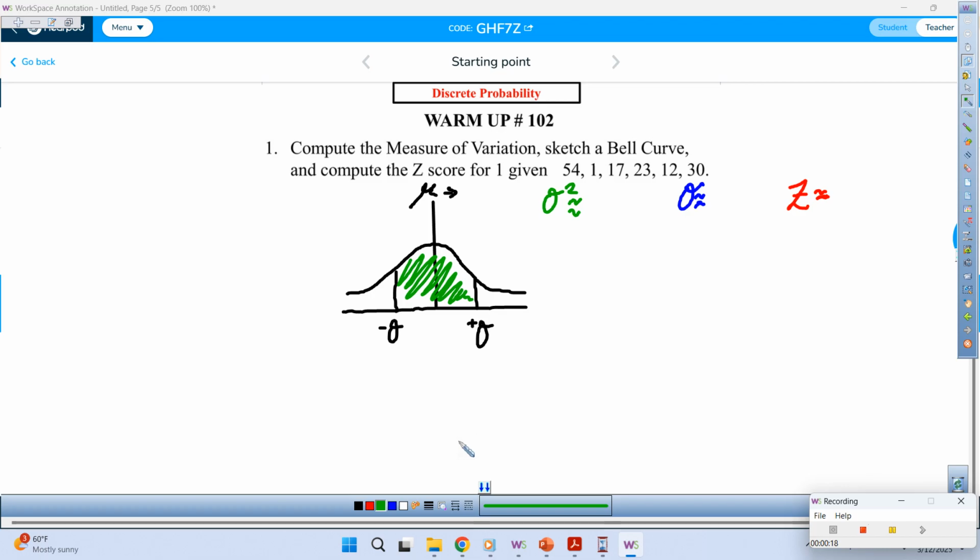Let's get started with what you get for mu. What's the name that has an M in it? Mu. How about Amelia? What did you get for mu? 22.8. Looks about right.